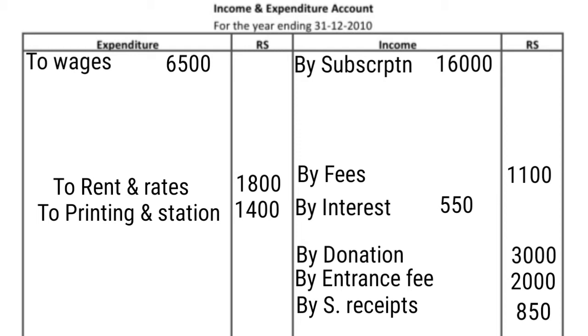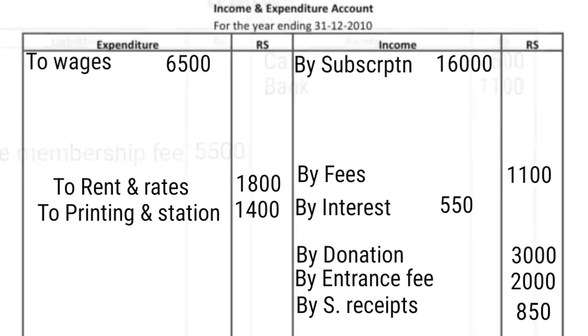Then next, equipments, rupees 5,000. Equipment is an asset. Here we put 2 marks. One mark indicates the old balance and the other mark indicates depreciation. Okay.